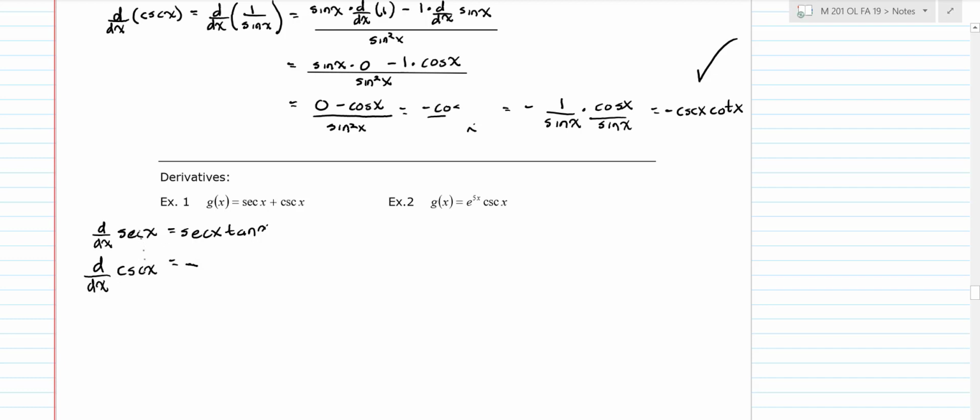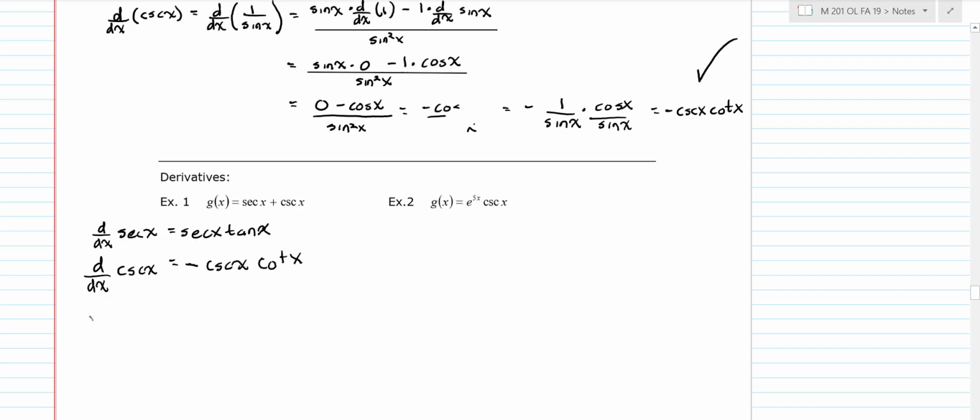And then these are cofunctions. Secant and cosecant are cofunctions, so the derivative is a cofunction. The cofunction of secant is cosecant. The derivative of tangent is cotangent. Okay, so I should have got that right.